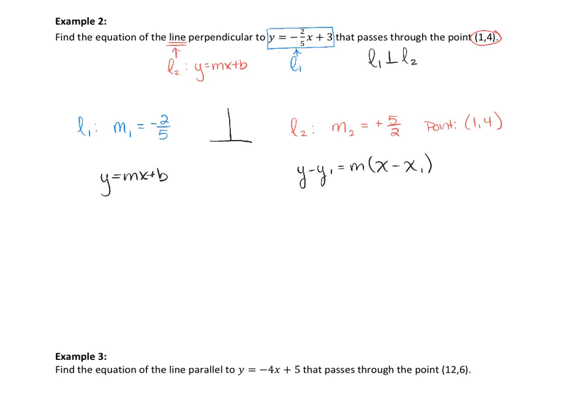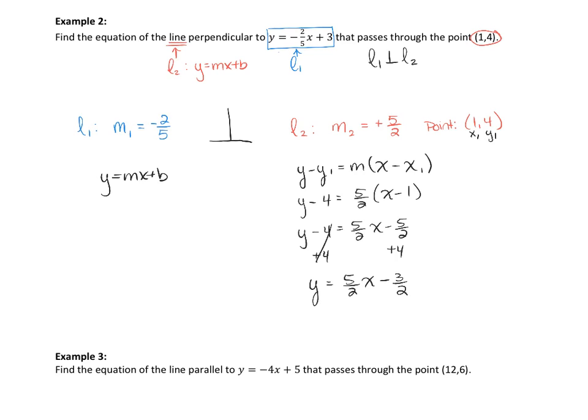Okay, so now we're going to do all of our substitutions. y minus, and this is x sub 1, this is y sub 1. So y minus 4 is equal to 5/2 times the quantity x minus 1. Let's distribute that 5/2 to everything inside the parentheses. So that's going to be 5/2 x minus 5/2. And our last step is to add 4 to each side to get y by itself. So we get y equals 5/2 x plus 3/2. There is our equation that is going to be perpendicular to line 1.